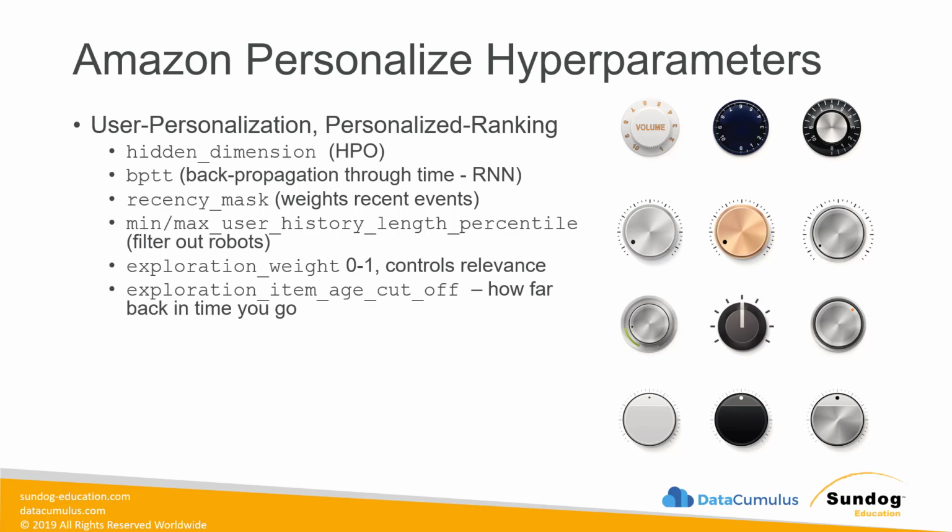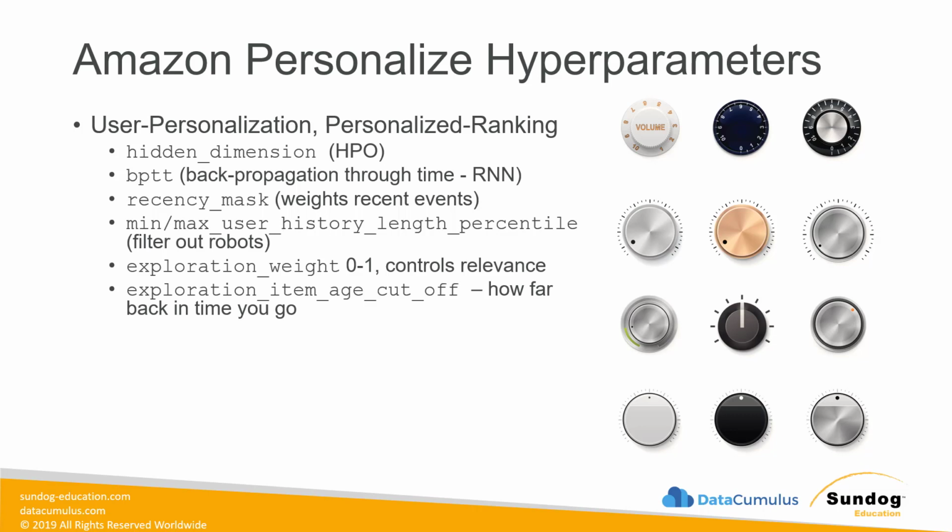And for both the user personalization and personalized ranking recipes, hidden dimension is something that will be automatically optimized for you. So that's just how many hidden variables are there in the underlying model. And obviously that's going to vary based on your data set and what you're trying to do, so it will optimize that for you automatically. There's also something you can set called BPTT, backpropagation through time.